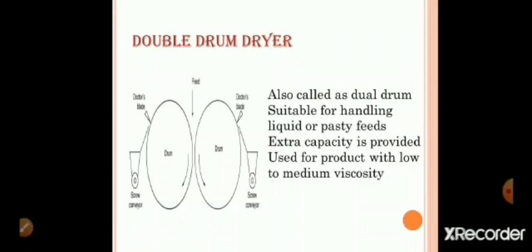In this system, product is fed into the pool between two drums. These two drums always turn in opposite directions. The space between the drums can be set accurately so that we obtain the desired film layer. In double drum dryer, the product is fed between these two drums, and they continuously rotate in opposite directions. And in that small space, we obtain the desired film layer accurately.